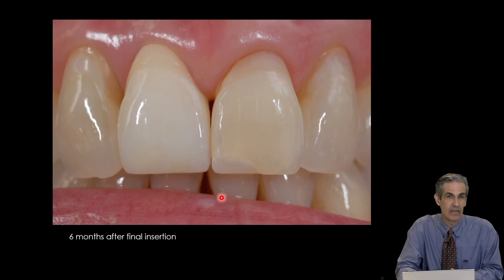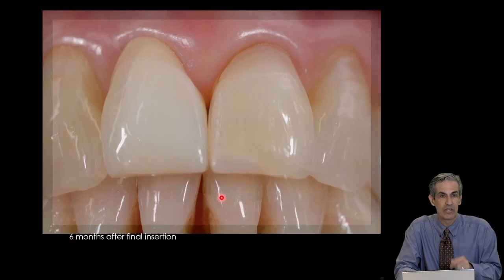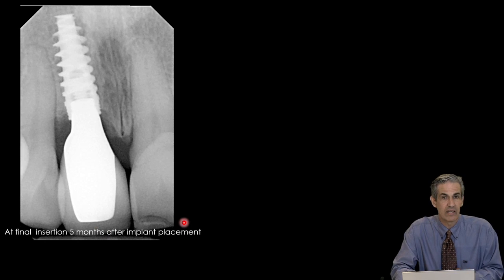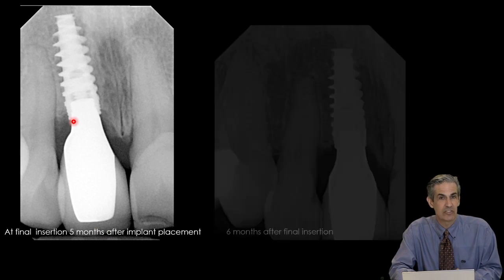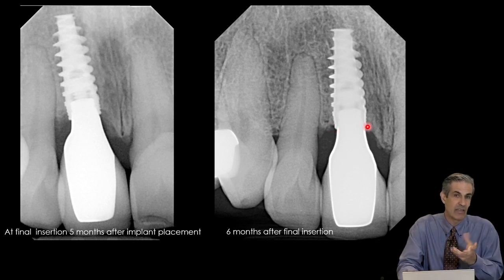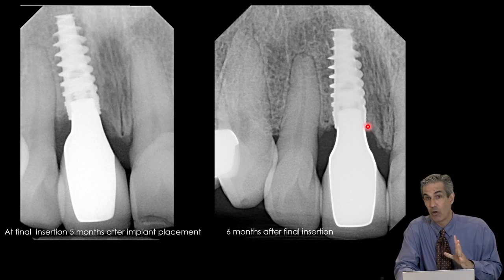6 months after the final insertion, the tissue is gorgeous. And I think even more importantly, if we look at the bone here at the final insertion, 5 months after implant placement, well, look what it looks like 6 months after the final insertion. The bone has continued to improve. So zirconium abutment, a platform shifted implant, and very good technique, I think, led to an improvement and a recapture of the bone that we were starting to lose.